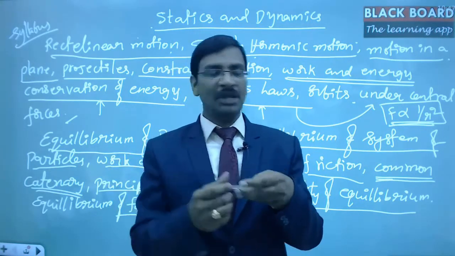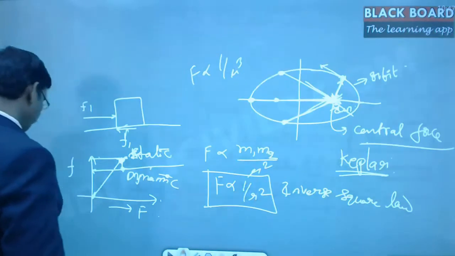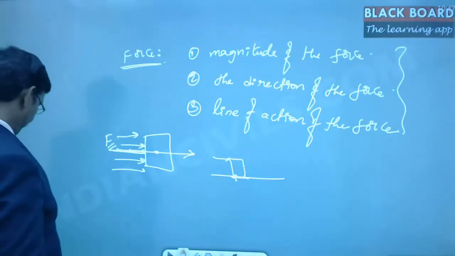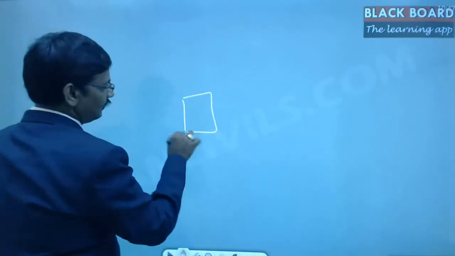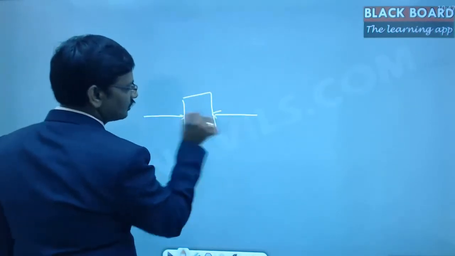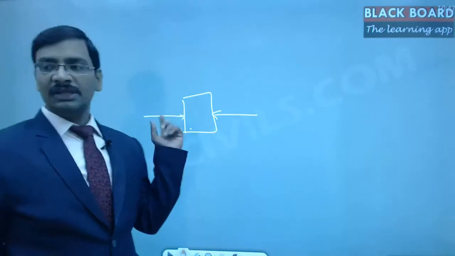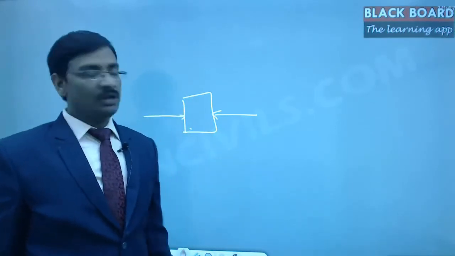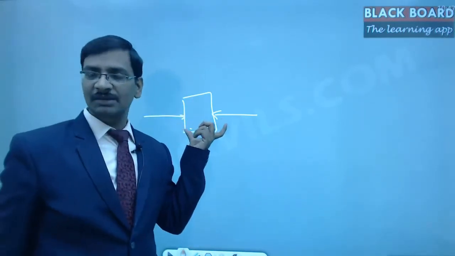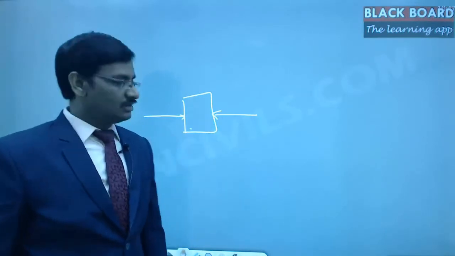Now on the same line of action, let us say this one. Now there is a force on this and there is a force on this. In this case the line of action of the force is the same, and you will be able to analyze it easily because the vectors are on the same straight line.